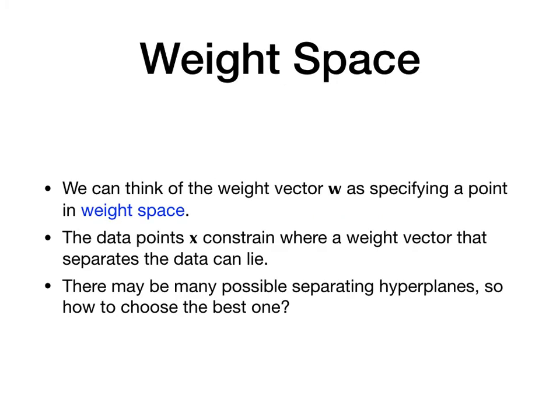So we can think about the weight vector W as specifying some point in a weight space. And there's the idea that the data points in our X constrain where that weight vector can lie. So there can be lots of ways to specify W in the weight space. There can be lots of potential hyperplanes, so we need to choose one of them.